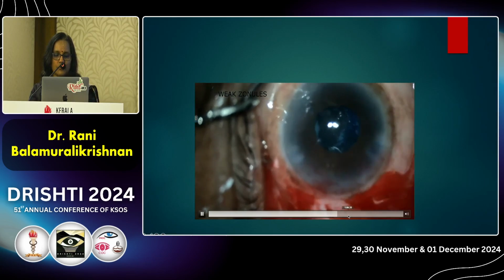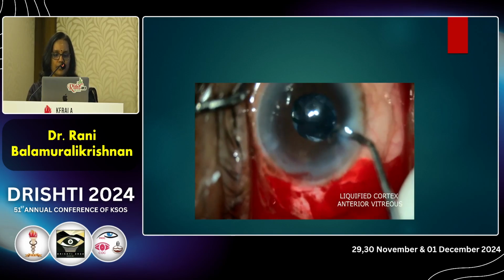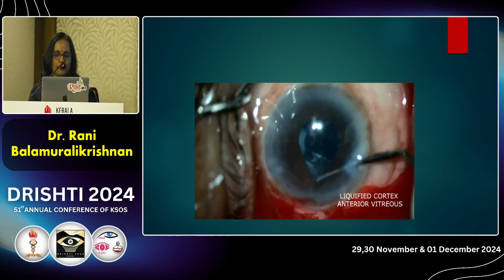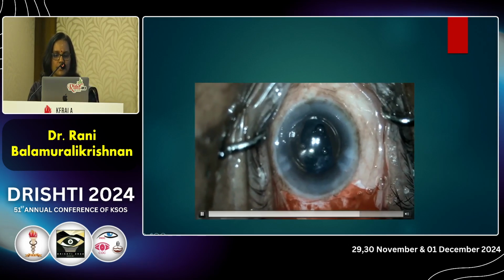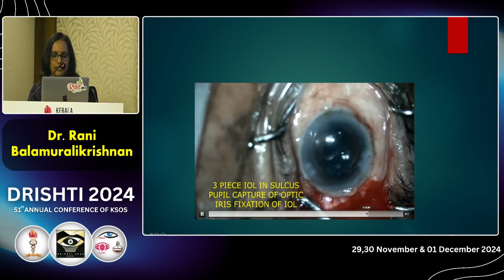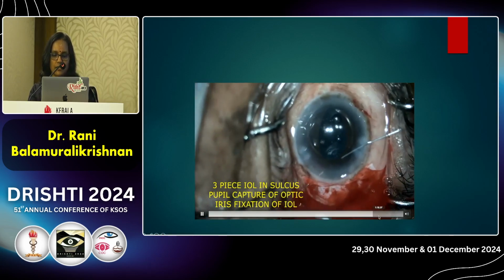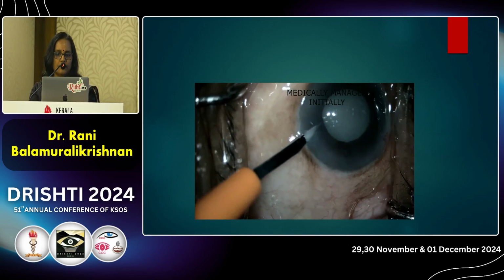Since the zonule is too lax, you can see a little liquefied cortex in the vitreous also. If it's a small amount of cortex, you can retain the cortex there and give more steroids. In this case, a 3-piece lens is sutured into the eye with the 10-0 Prolene suture, and the surgery is done.